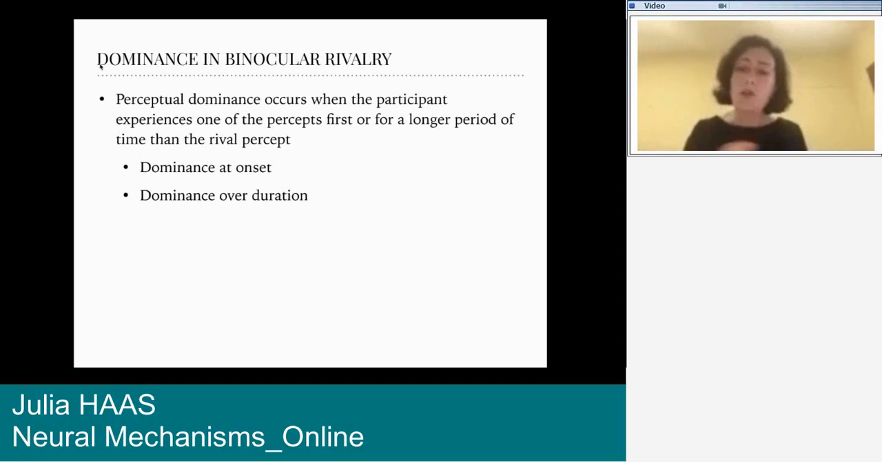And we can ask, over the period of fluctuation, which percept does she see more of, or in other words, longer. And we're going to see both of these measures seen through the studies. And so I thought we could introduce that at the beginning.